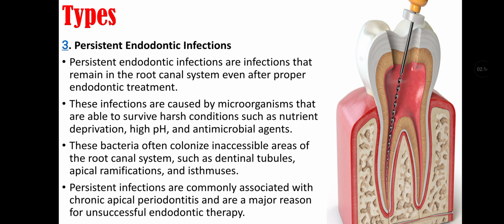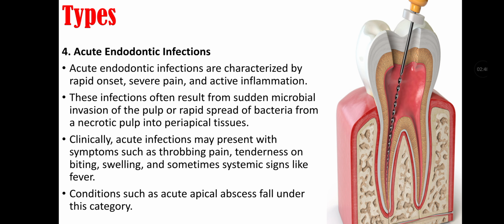Third type is persistent endodontic infection. Persistent endodontic infections are infections that remain in the root canal system even after proper endodontic treatment. These infections are caused by microorganisms that are able to survive harsh conditions such as nutrient deprivation, high pH, and antimicrobial agents. These bacteria often colonize inaccessible areas of the root canal system, such as dentinal tubules, apical ramifications, and isthmuses. Persistent infections are commonly associated with chronic apical periodontitis and are a major reason for unsuccessful endodontic therapy.